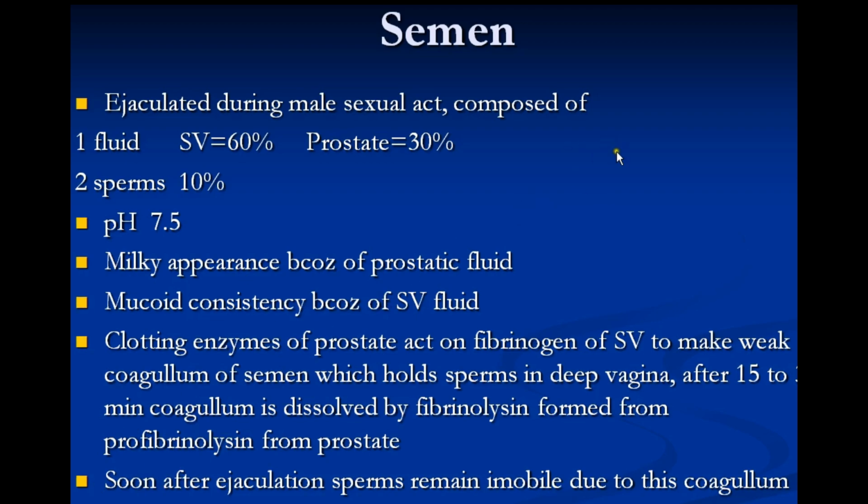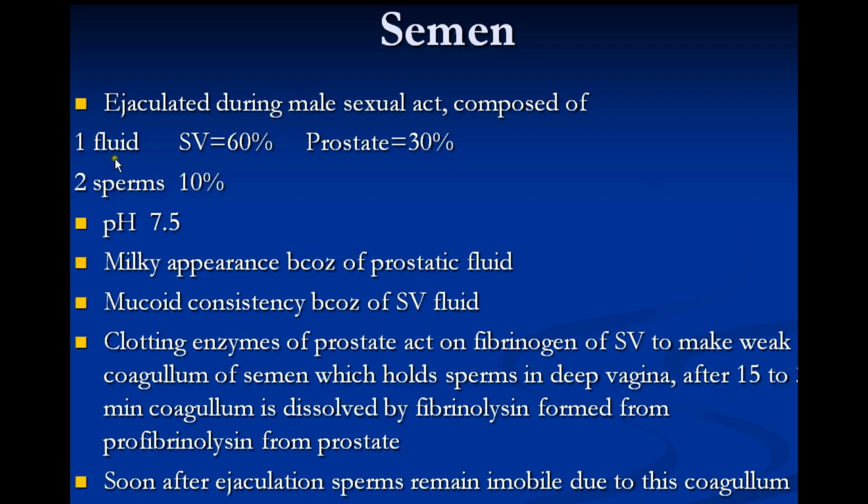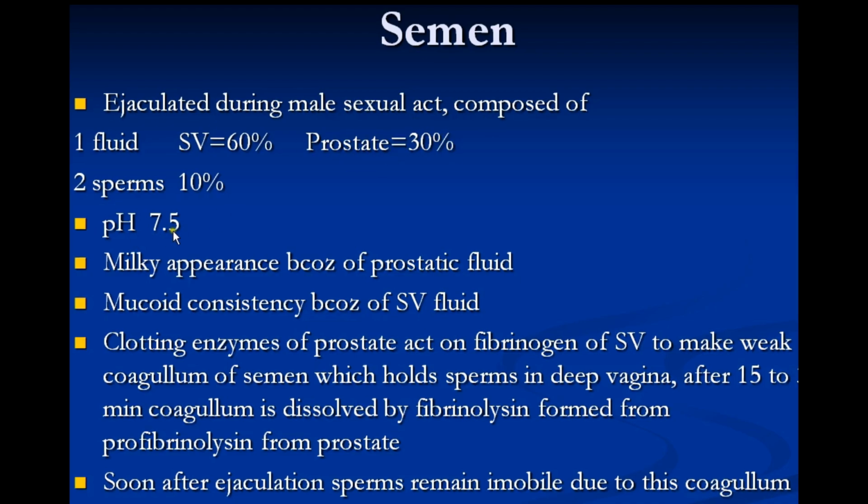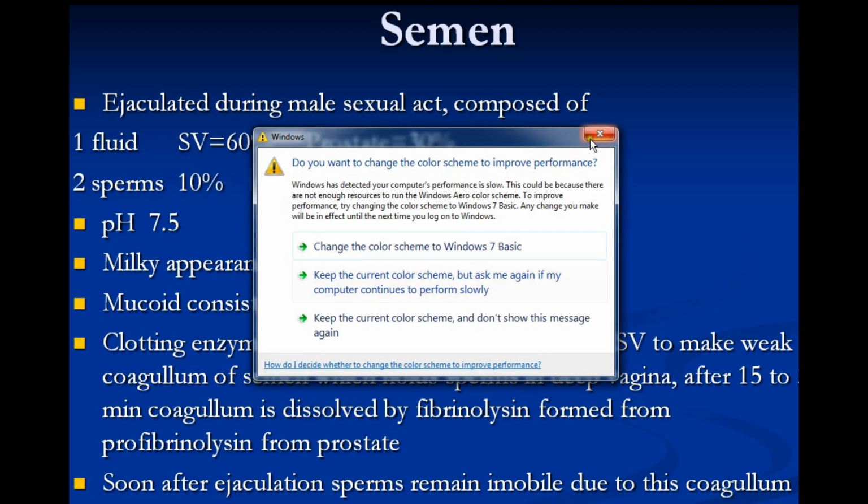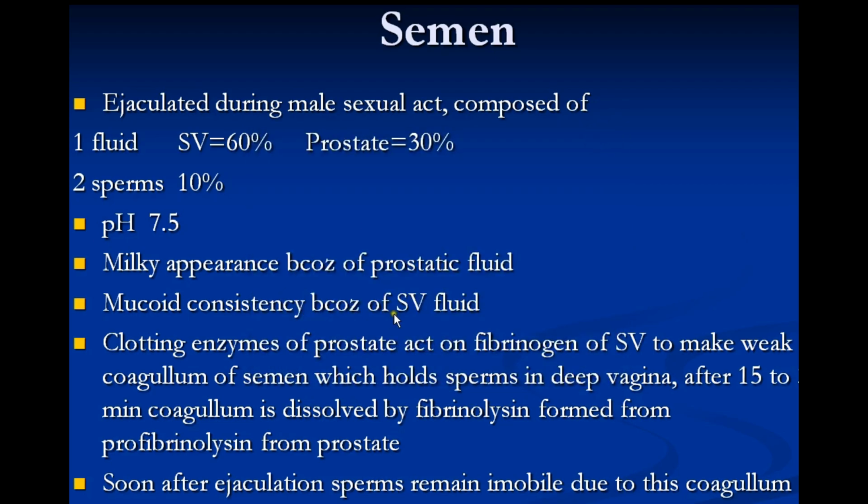As far as the semen is concerned, it is ejaculated during the male sexual act and is composed of fluid and cells. The cells are the sperm. Of the fluid, 60% is seminal vesicle fluid, and 30% comes from the prostate. The pH of the semen is 7.5, with a milky appearance because of the prostatic fluid, and mucoid consistency because of the seminal vesicle fluid.